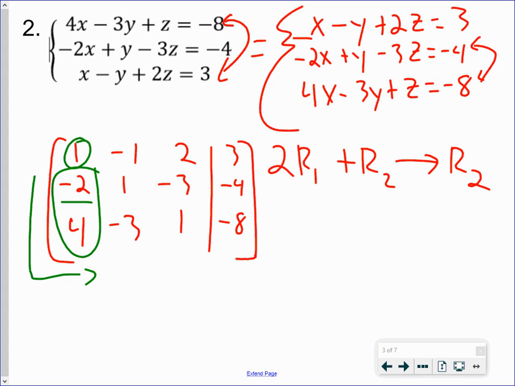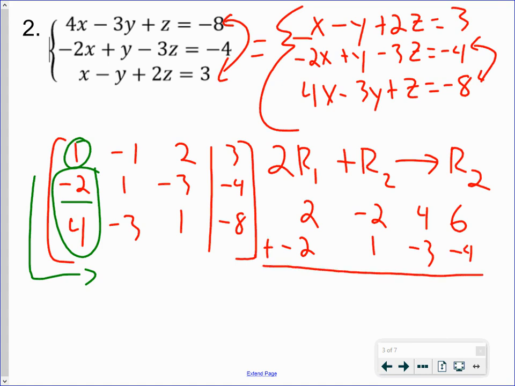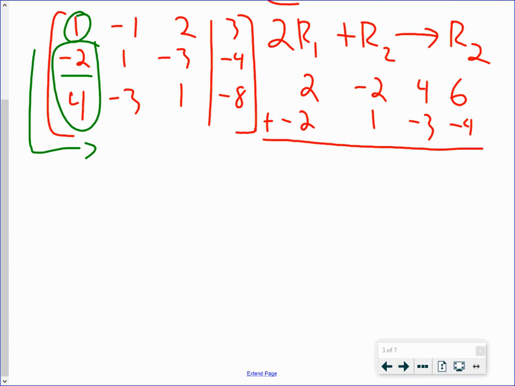So let's go ahead and figure out what that's going to be. 2 times row 1 gives us 2, -2, 4, and 6. And row 2 gives us -2, 1, -3, and -4. We're going to add these together and see what we get. 2 plus -2 is 0, just like we wanted. -2 plus 1 is -1. 4 plus -3 is 1. And 6 plus -4 is 2. This is our new row 2.